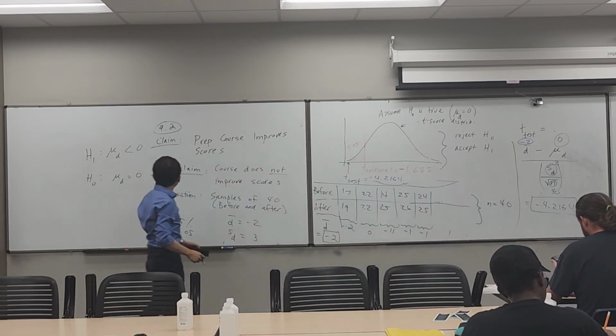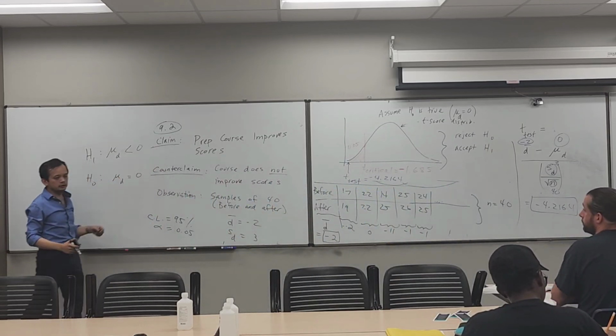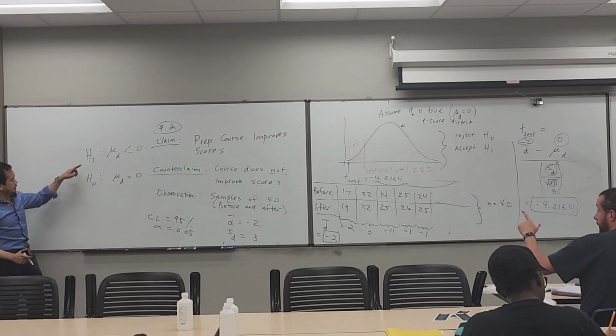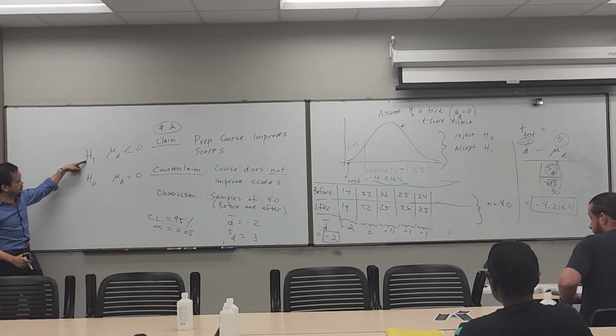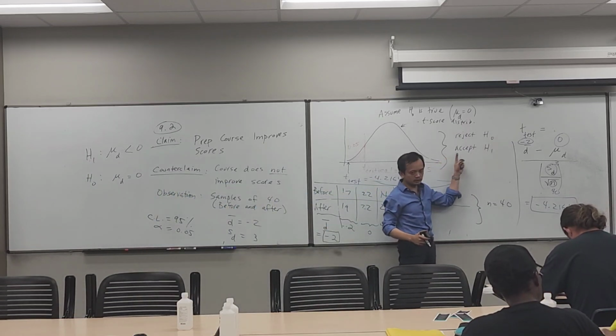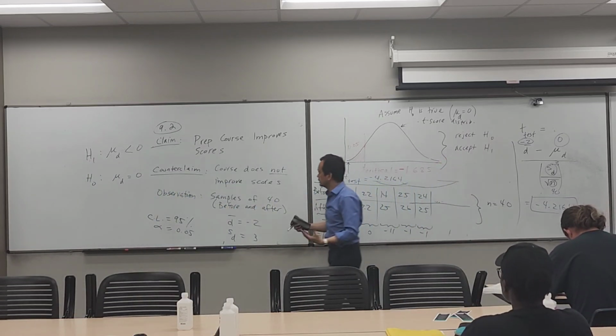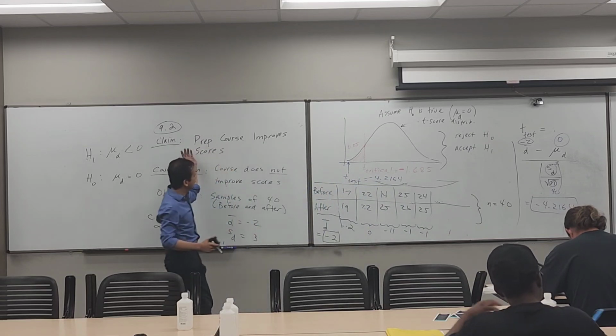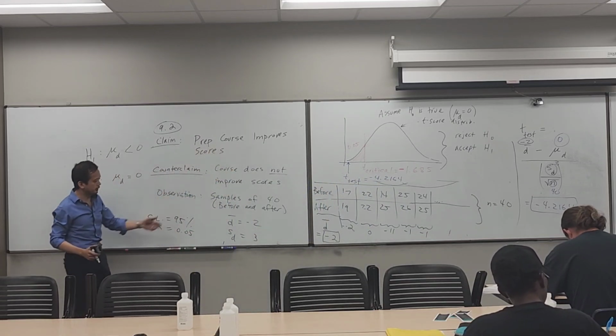Bring it back to the original claim. The claim has to do with H0 or H1? The claim has to do with H1. H1, good. So then go back to what we said about H1, which is accept H1, so we're going to accept the claim here. So we accept the claim that the prep course actually improves scores based on the sample data.